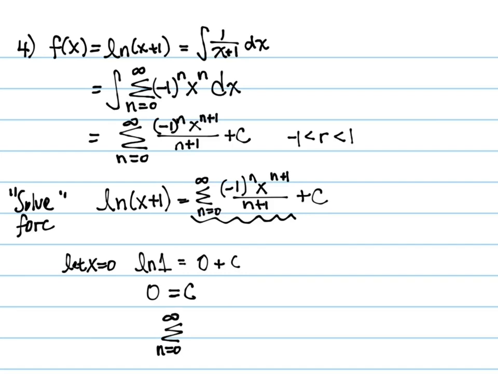So this is a summation from n equals 0 to infinity of negative 1 to the n, x to the n plus 1, over n plus 1. Oops, and I said no plus c, so it's like that.